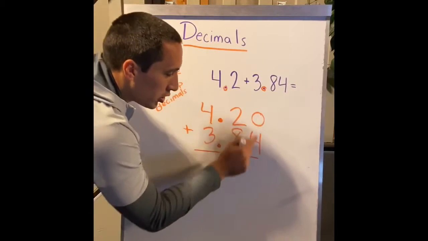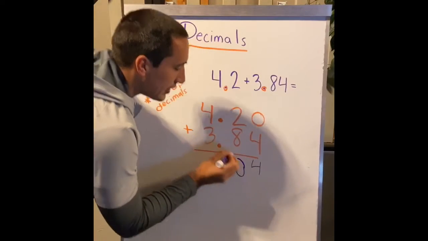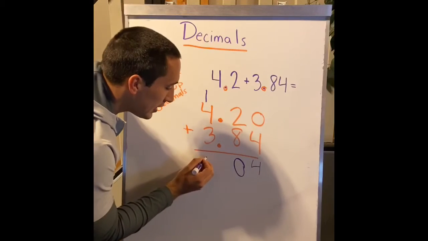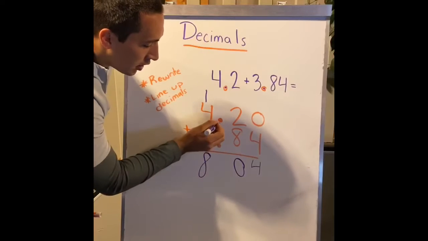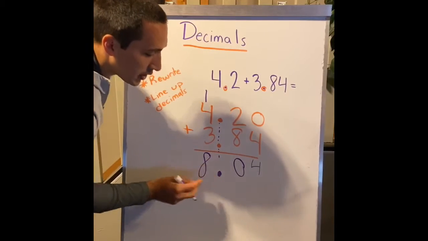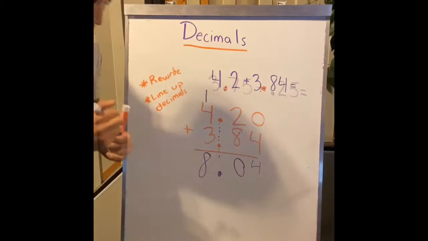All right, 0 plus 4 is 4. 2 plus 8 is 10. 1 plus 4 is 5. Plus 3 is 8. Now remember, with an addition problem, our decimal goes straight down. Our answer should be 8 4 hundredths.